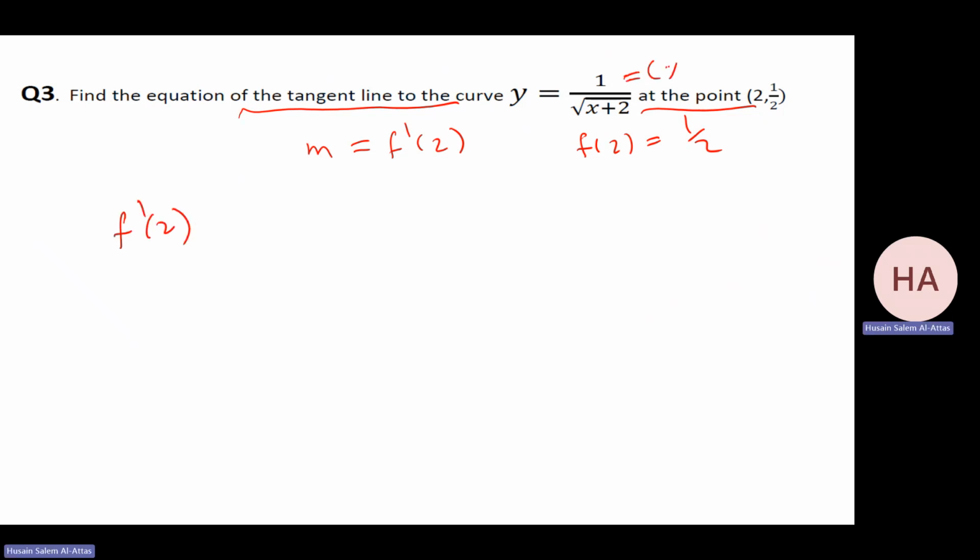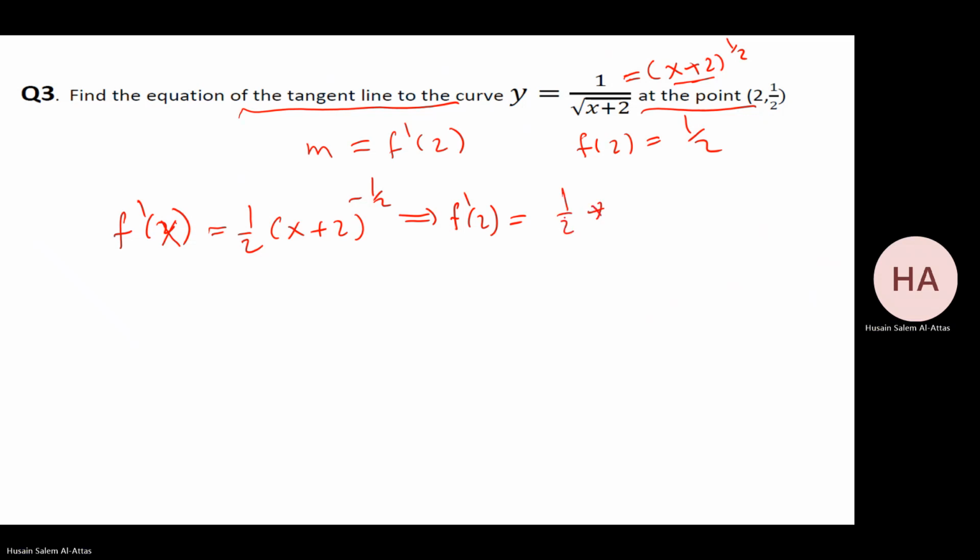Yeah, let me do it using the formula. This is x plus 2 to the power half. Since this is linear, the coefficient of x is 1, I can use the formula. It will be half times x plus 2 to the power minus half. That implies f prime at 2 will be what? Half times 2 plus 2, 4 times half. Under the square root of 4 in the denominator. That will be 1/4.